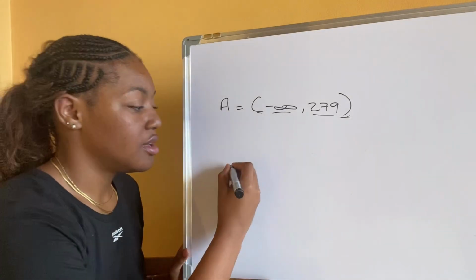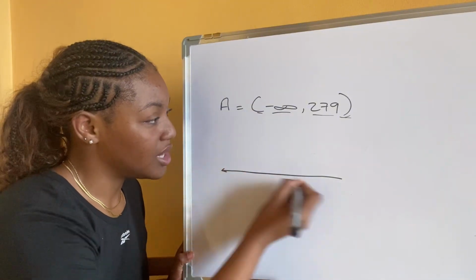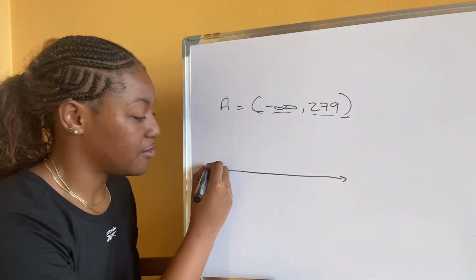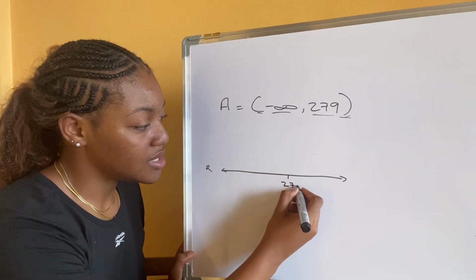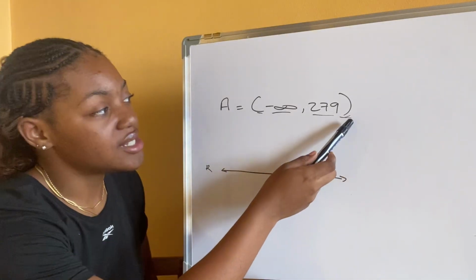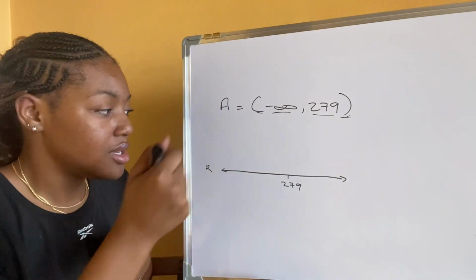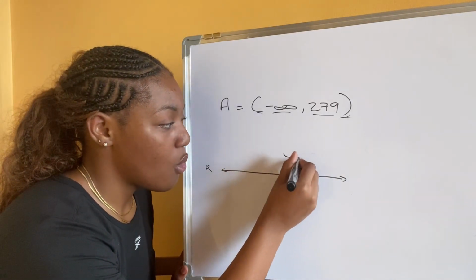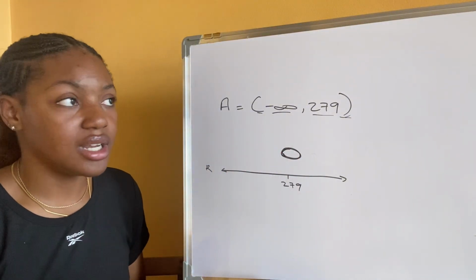So we have this open interval, and with these questions, it's always good for us to draw a diagram, specifically a number line. So we're gonna have our number line right here. This is the number line of real numbers. And we're gonna highlight the number 279. Since we're seeing that 279 is not included in the set, that would mean that we'd have an open circle right here to highlight that it's not included.